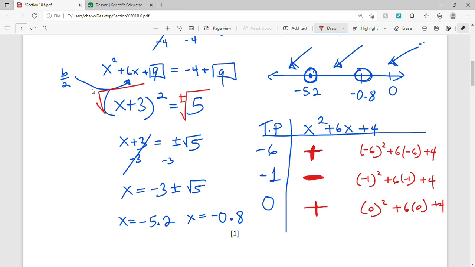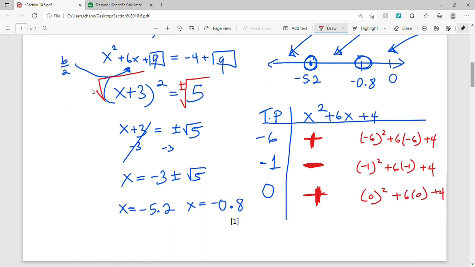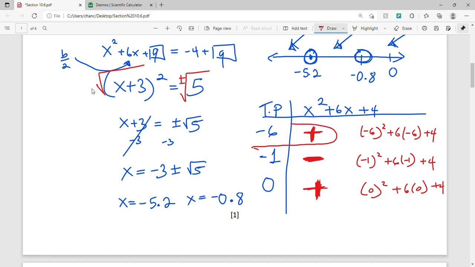Okay, so now we know that these values are positive if we're to the left of negative 5.2. It's negative if it's between negative 5.2 and negative 0.8, and positive if it's to the right of negative 0.8. Now, which solution are we concerned about? We want to find the values that are greater than 0, so I'm going to look at the positives, because we want x squared plus 6x plus 4 to be larger than 0 or positive. So that means we're looking at this row and this row.